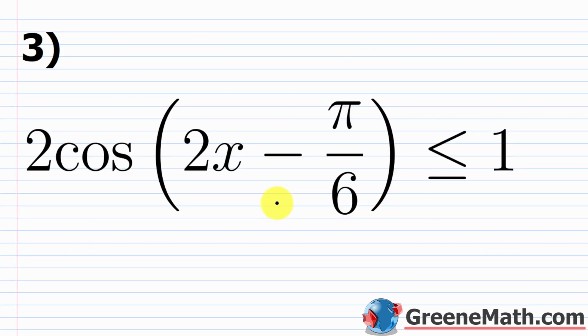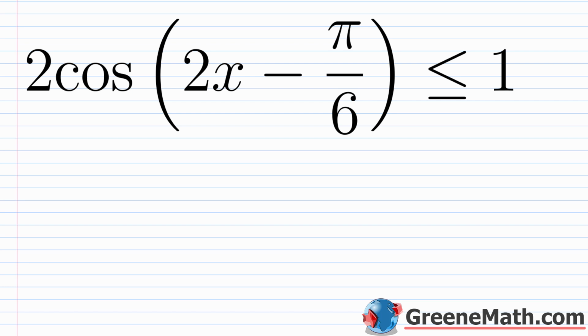All right, let's take a look at problem 3. So here we have 2 cosine of, and then inside the parentheses, you have 2x minus pi over 6, and this is less than or equal to 1. So what I'm going to do for this problem is use a substitution technique. You can do this in different ways, but I find the substitution technique is easiest.